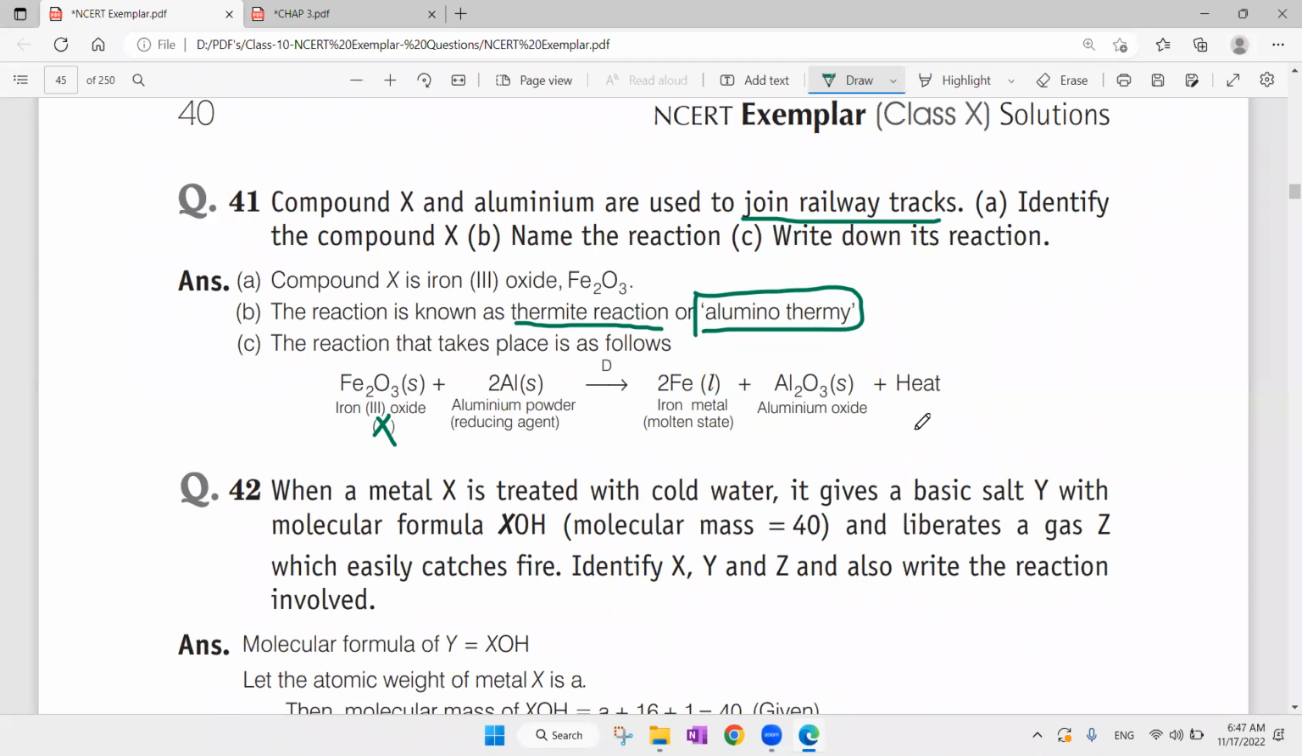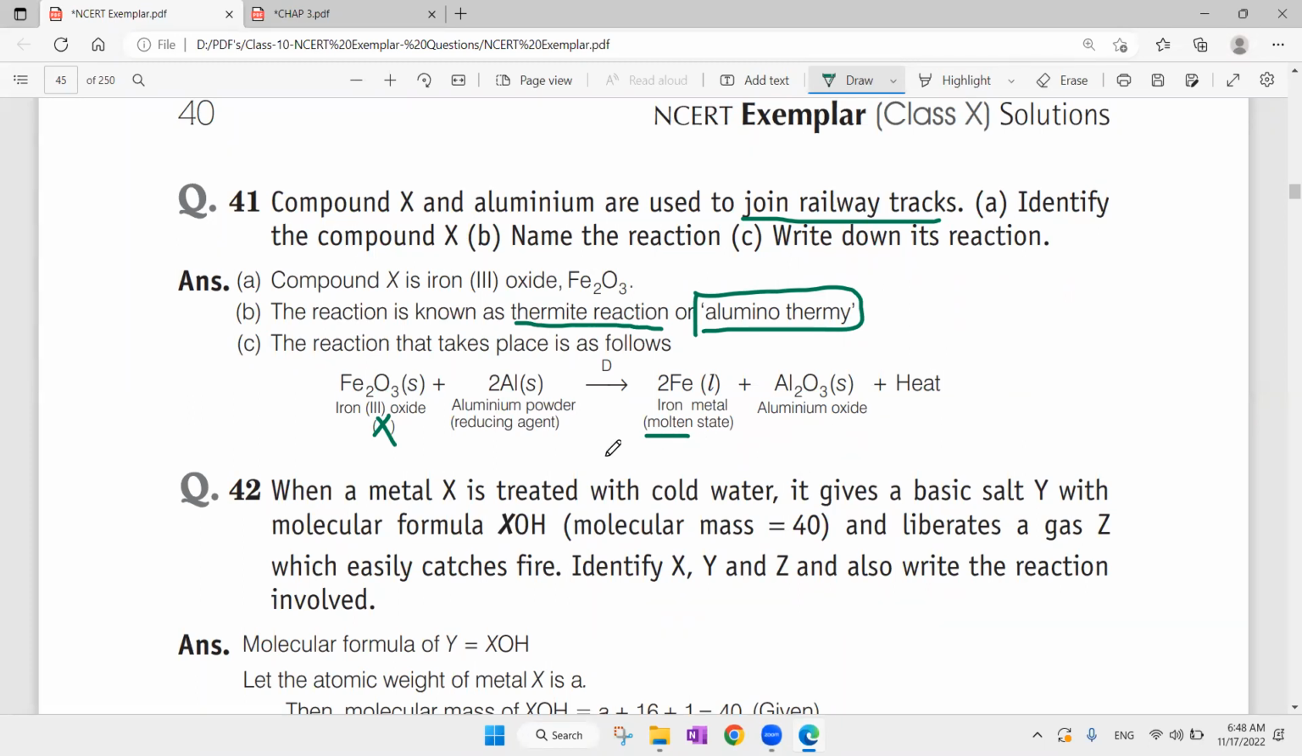This is an exothermic reaction. Because of the huge production of heat, the aluminum oxide and this iron will be obtained in molten state, liquid state. So that will be filled in the gaps between the railway track, so that hence it becomes solid.